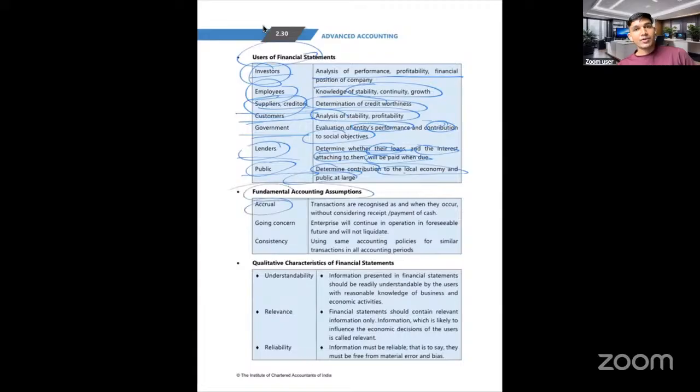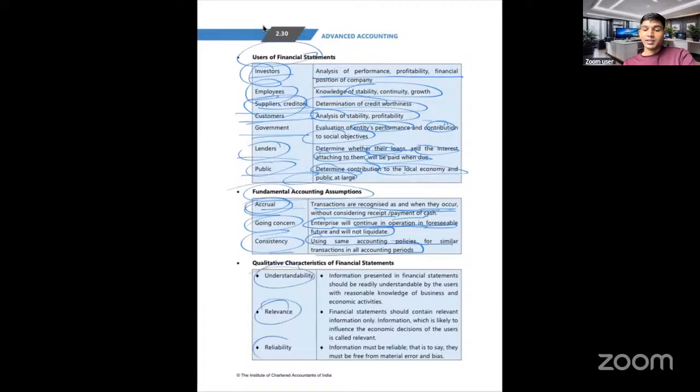Fundamental accounting assumptions: accrual, going concern, and consistency. Accrual: the transactions are recognized as and when they occur, without considering receipt and payment of cash. Going concern: an enterprise will continue its operation in the foreseeable future and will not liquidate. Consistency: using the same accounting policy for similar transactions in all accounting periods.